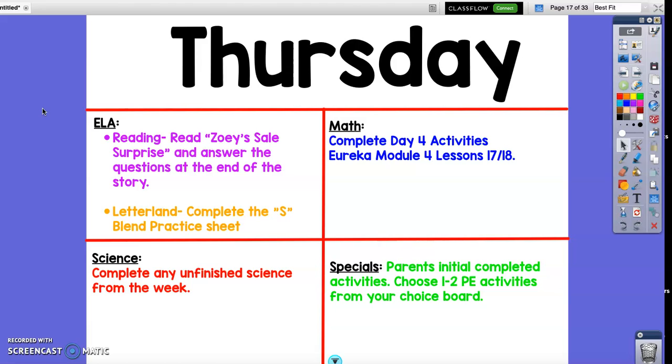Today we have ELA, which is reading literature. We're going to read Zoe's Sale Surprise, which we read yesterday, but today we're going to answer the questions with the story. In Letterland, we're going to complete the S blend practice sheet. You're going to need your crayons for that: a red, blue, and green. In math, we're going to be completing lesson 17-18 together. And then science, if you have not completed any of the assignments that you had for the week, just finish those up. And today for specials, you need to pick 1 to 2 PE activities.